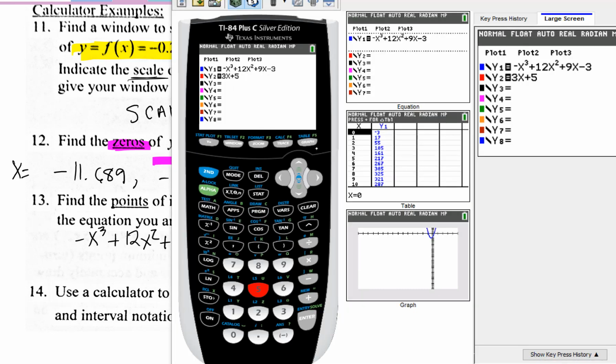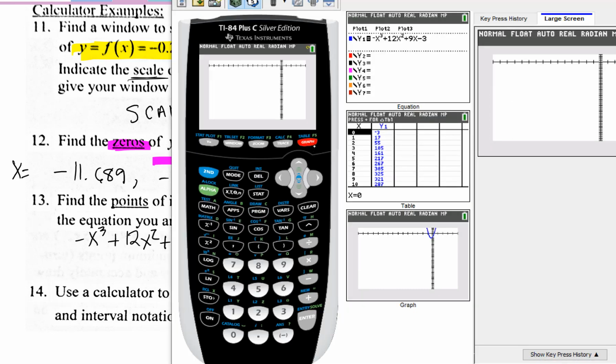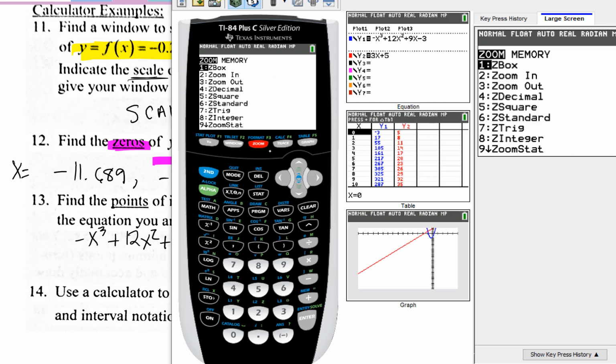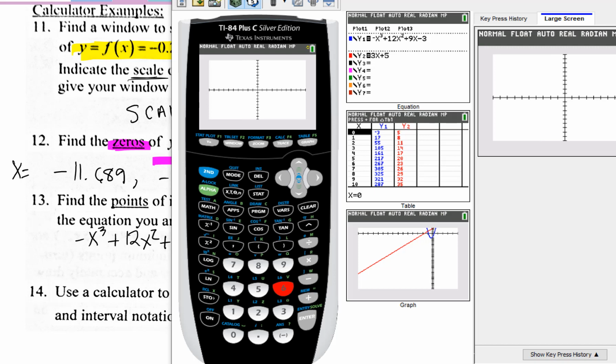I have plugged in my functions and now I'm going to graph them. Our window is crazy from the last problem. If you ever want to go back to just the standard window, you can press zoom, and then 6 would be standard. So 6, or you can scroll down to the 6. And now we're back to negative 10 to 10 for both axes. This feels like a better, clearer picture of what we're looking at here.